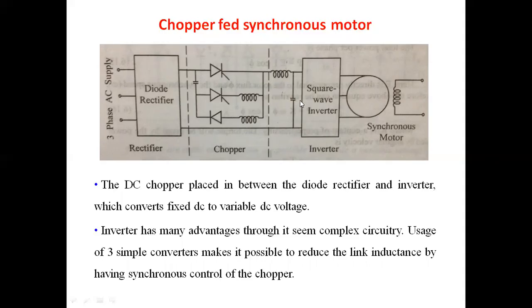Then for removing the ripples present in the DC, we are using an LC filter. The output of the LC filter is connected to the square wave inverter, which is able to generate a stepped output waveform. It's given to the synchronous motor drive. Here, with the help of this chopper circuit, we are controlling the synchronous motor drive, so it's called a chopper fed synchronous motor drive.